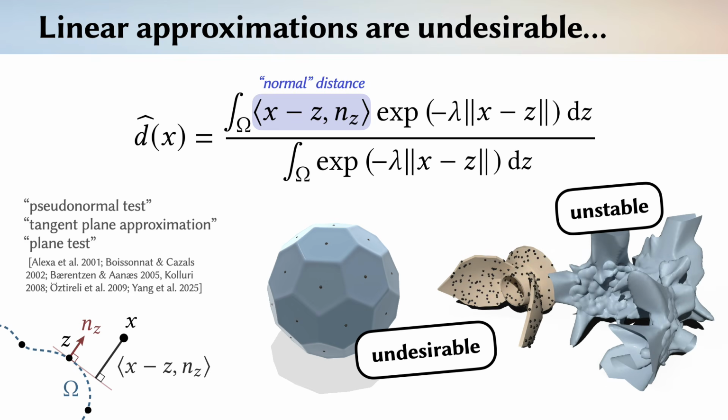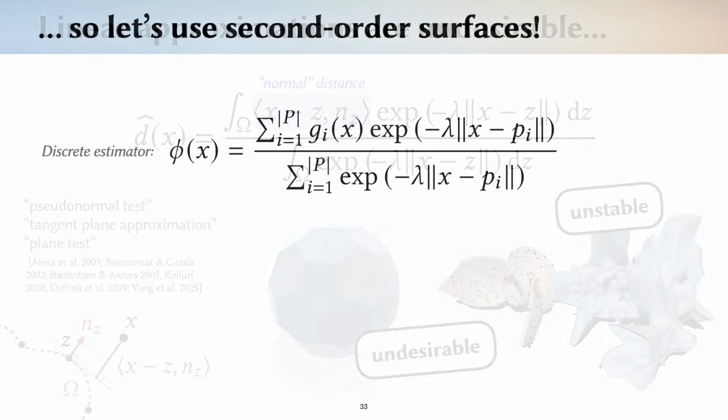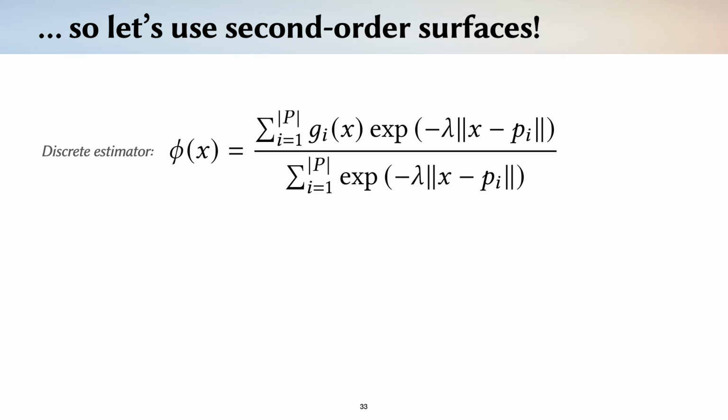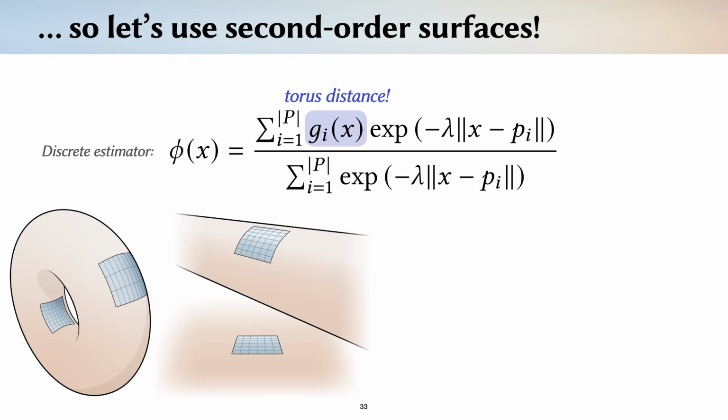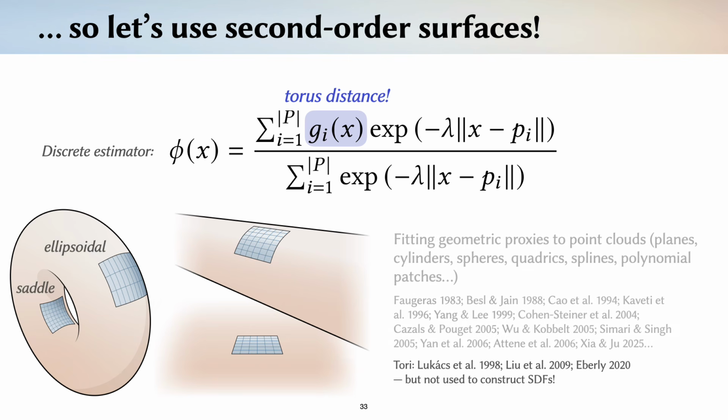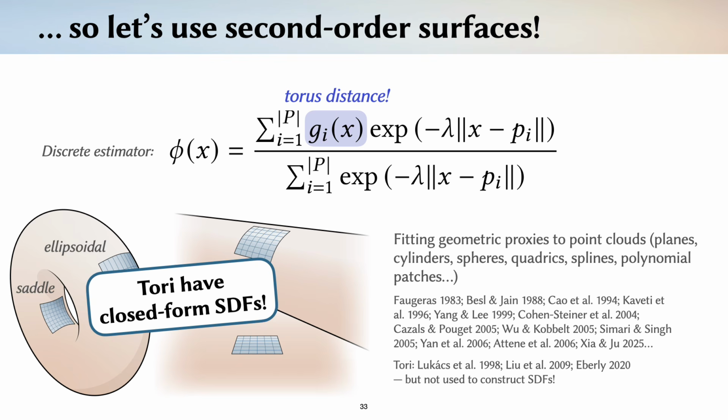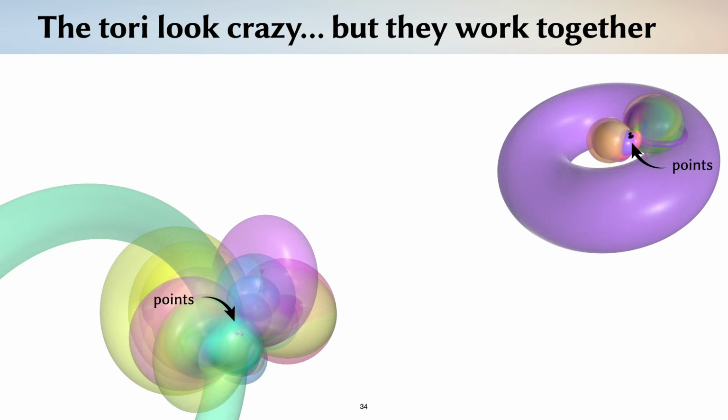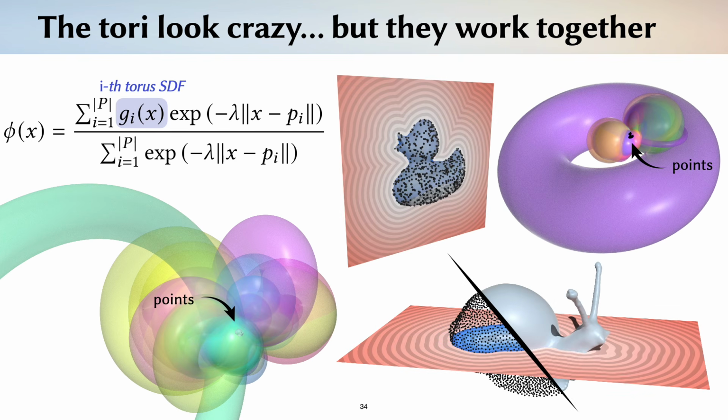So instead of using linear surface approximations, we instead use second-order surfaces. Importantly, we use Tori, which can locally capture both ellipsoidal and saddle surfaces. Second, unlike all of the other geometric proxies that people have used to fit to point clouds in the past, Tori have closed-form SDFs that are cheap to evaluate. These tori can look kind of crazy once fitted to a point cloud, but they all blend together nicely into a global SDF using our simple formula.